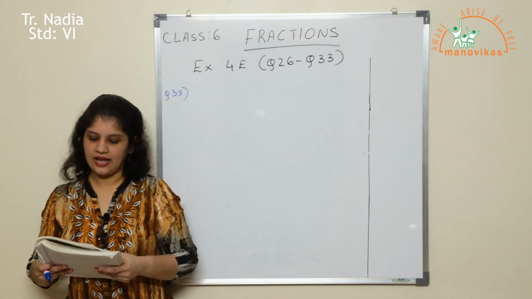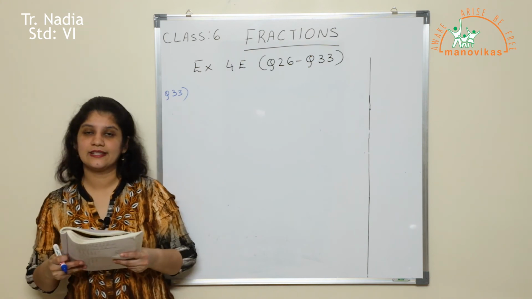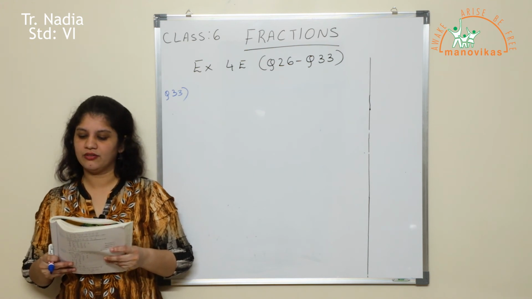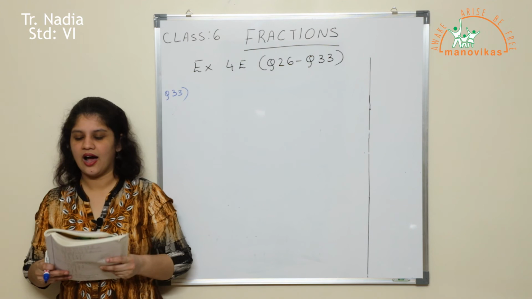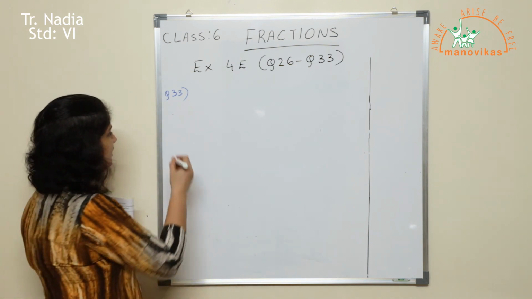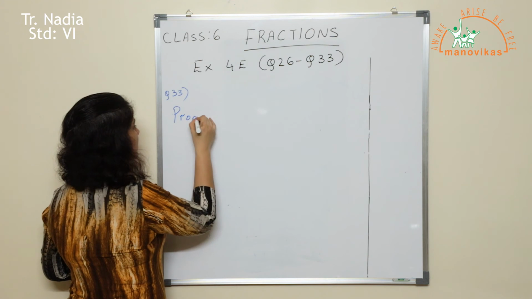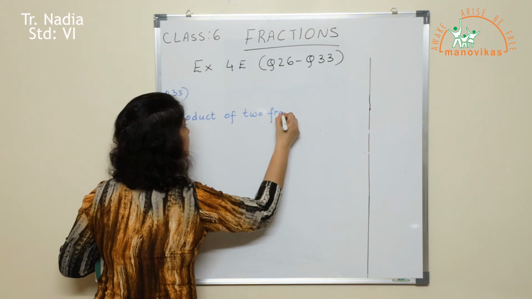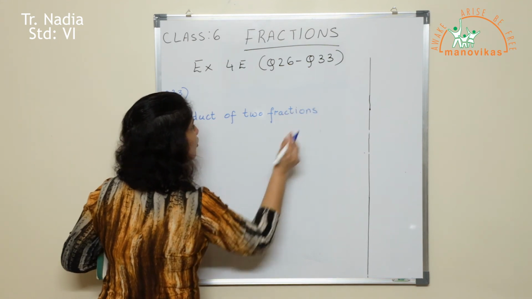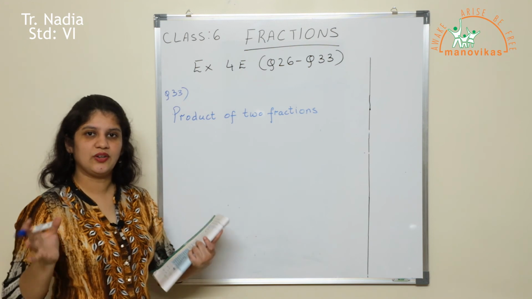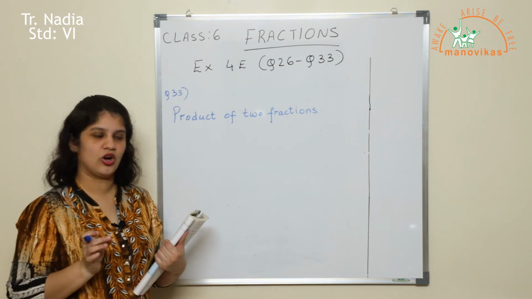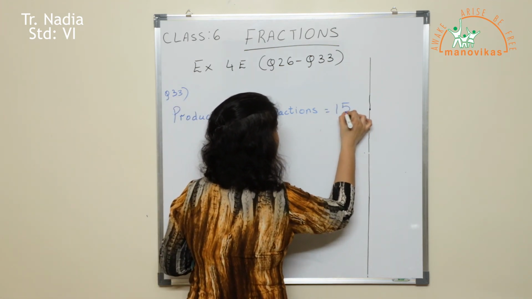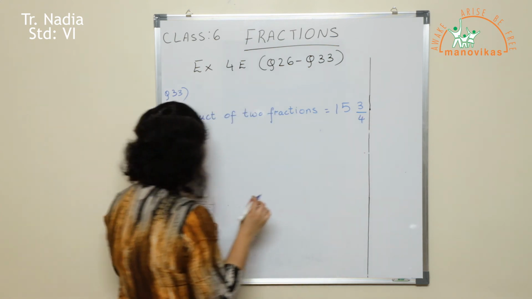Okay, let us proceed to the last word problem of exercise 4E, that is question number 33. The product of two fractions is 15 3 upon 4. If one of them is 4.5, find the other. So here we are given the product of two fractions. Children, I hope you remember the meaning of product. Product is when you multiply two numbers, the answer that you get is called the product. So the product of two fractions is 15 3 upon 4.